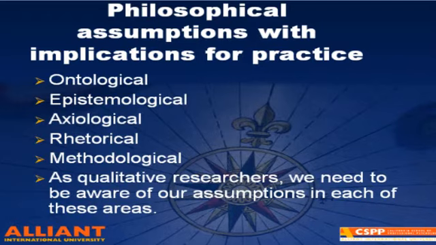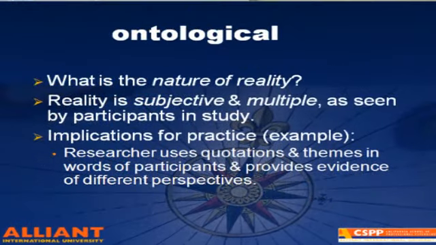So we have philosophical assumptions with implications for practice: ontological, epistemological, axiological, rhetorical, methodological. As qualitative researchers, we need to really be aware of our assumptions in each of these areas. It's really, really important. Ontological is the nature of reality, and that reality is subjective and multiple, as seen by the participants of the study.